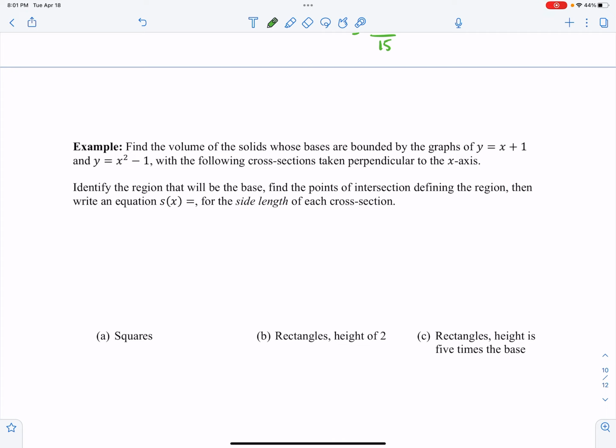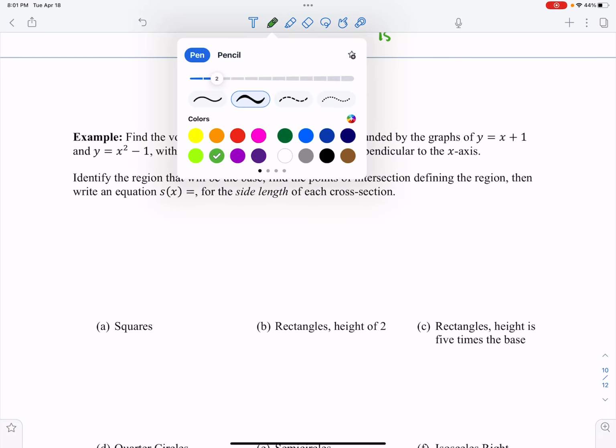Okay, for this next example, we are going to find the volume of the solids, and I'm not really concerned with coming up with the actual value. The hardest part, I think, is setting up the integral that represents the volumes. So that's what we're going to do for each of these. We're going to set up the integral that represents the volume of the solids whose bases are bounded by the graph of y equals x plus 1 and y equals x squared minus 1.